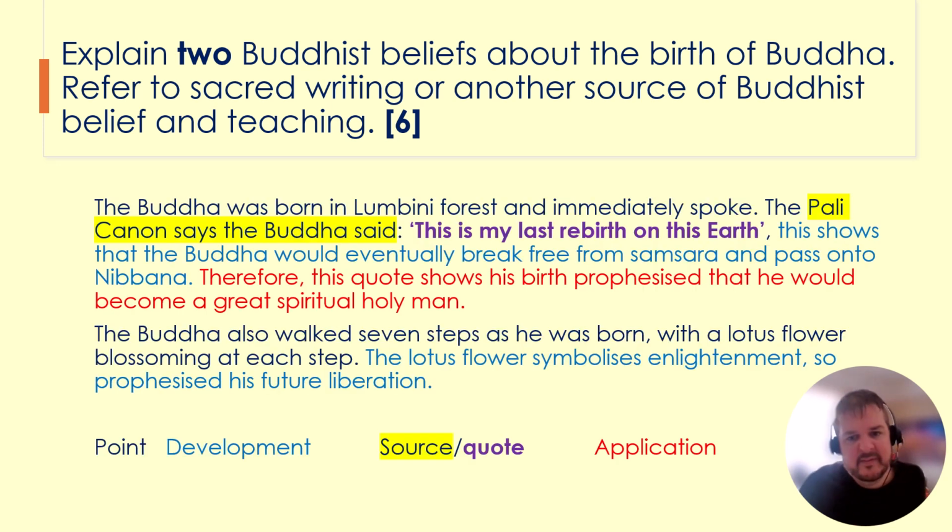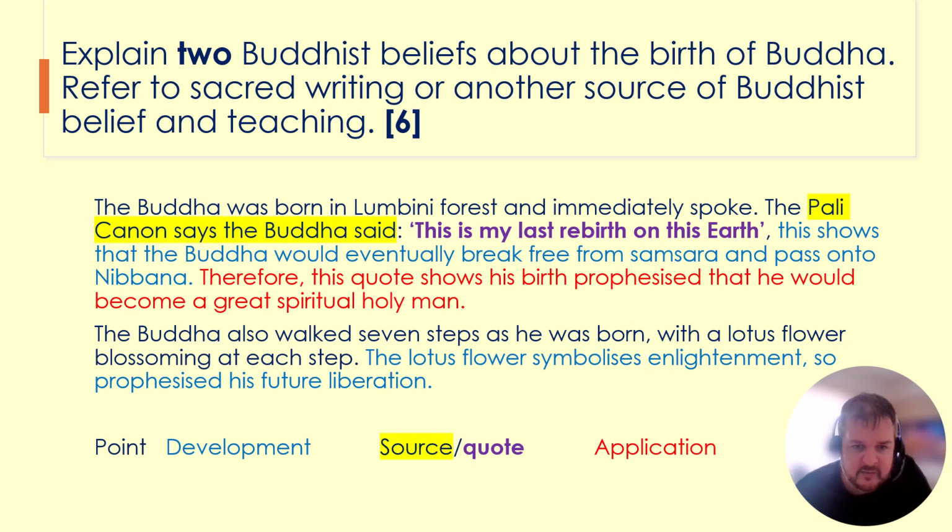Okay, in front of you is a model answer, and at the bottom is a key showing you what the different colours mean as parts of the answer. The Buddha was born in Lumbini Forest and immediately spoke is the start of the first paragraph, and the start of the second is the Buddha also walked 7 steps as he was born with lotus flowers blossoming at each step. These 2 points are your 2 main beliefs that you're going to be talking about. That's where you get your first 2 marks.